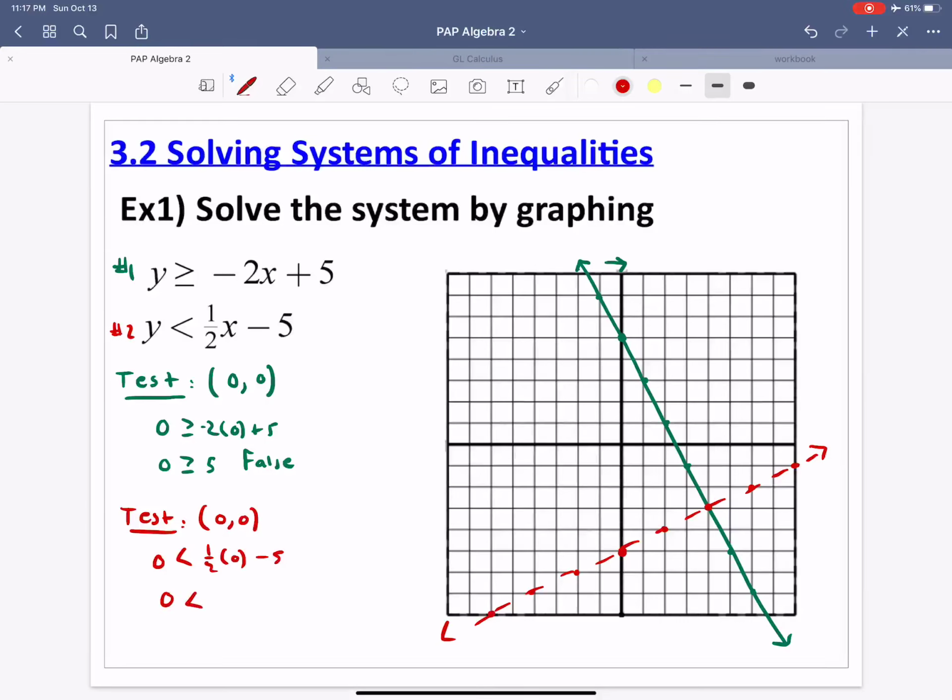So I end up getting 0 is less than -5, which is also false. That's also a false statement. So there, what I'm going to do is I'm going to shade the red line. I'm going to shade that away from the origin as well.